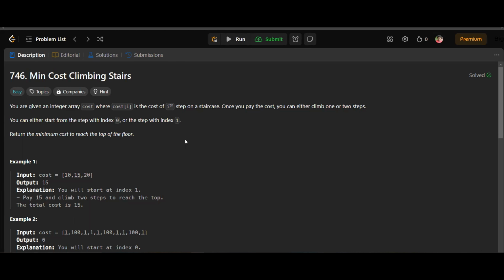Hello everyone, welcome to the solution of LeetCode problem 746, named Minimum Cost Climbing Stairs.